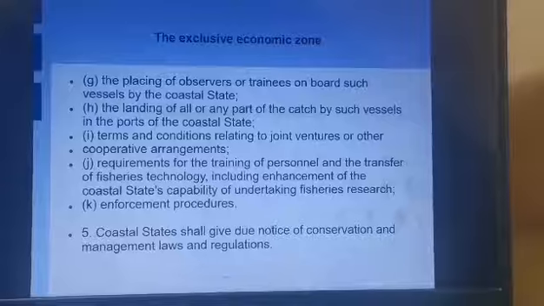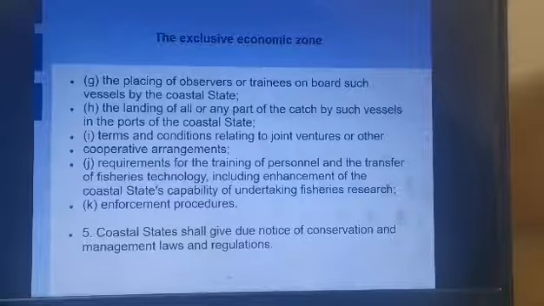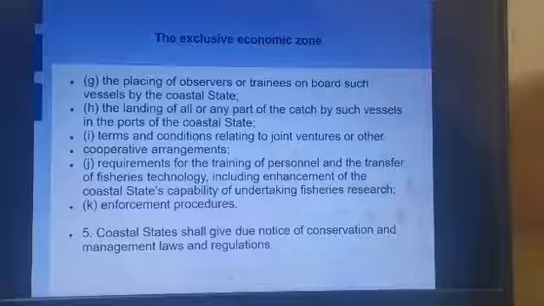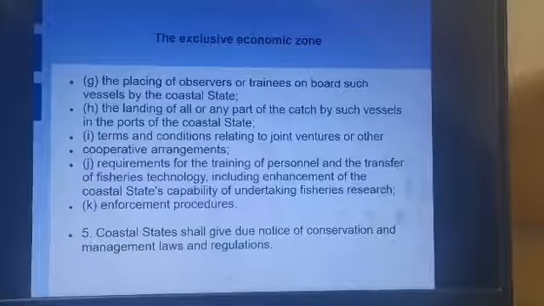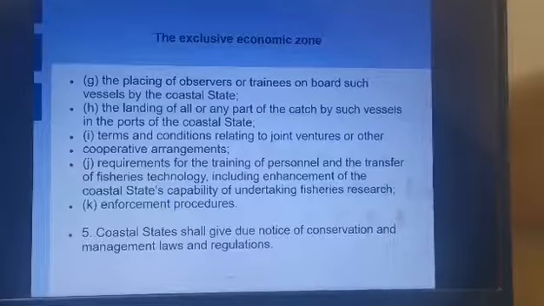I. Terms and conditions relating to joint ventures or other cooperative arrangements. J. Requirements for the training of personnel and the transfer of fisheries technology, including enhancement of the coastal state's capability of undertaking fisheries research. K. Enforcement procedures. 5. The coastal states shall give due notice of conservation and management laws and regulations.